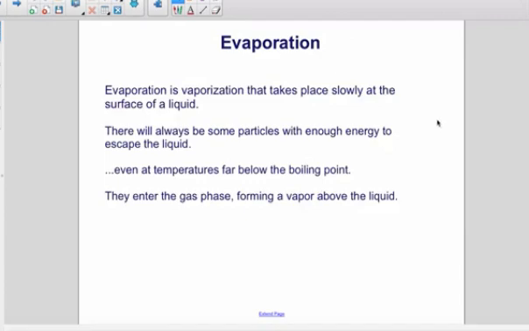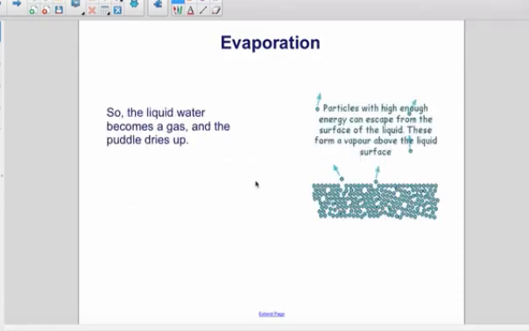Evaporation is vaporization that takes place slowly at the surface of a liquid. There will always be some particles with enough energy to escape the liquid, even at temperatures far below the boiling point. They enter the gas phase, forming a vapor above the liquid. So the liquid water becomes a gas, and the puddle dries up.